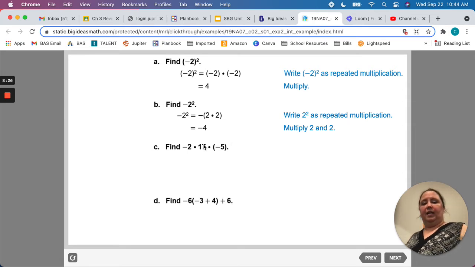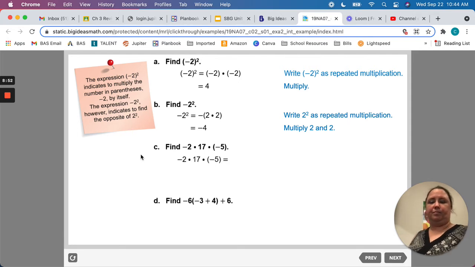We have -2 times 17 times -5. According to PEMDAS, in what order do I do this? Parentheses. Okay, the parentheses is solved. It's -5. What's the next thing? There's no exponent. So we're going to multiply, divide from which direction? Left to right. So I'm going to start with -2 times 17. What is -2 times 17? All of you have a calculator sitting right there. But I solved it differently.